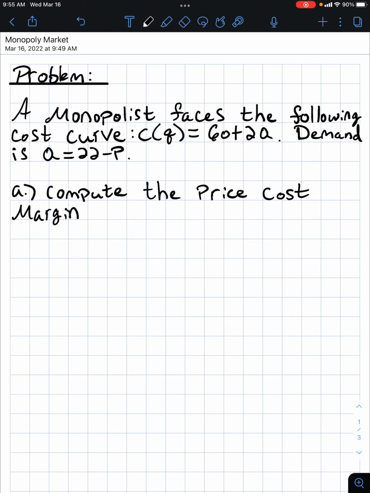The problem. A monopolist faces the following cost curve: C(Q) = 60 + 2Q. Demand is Q = 22 - P. Part A. Compute the price cost margin.